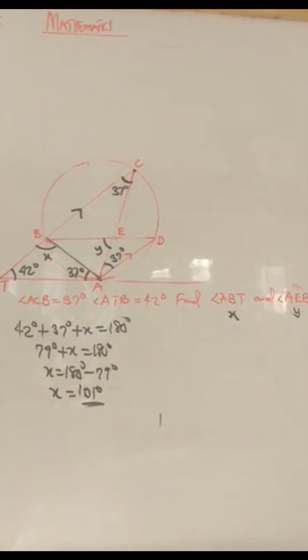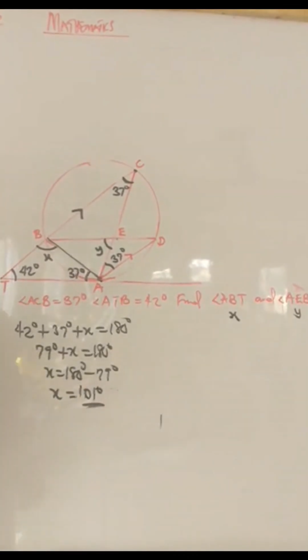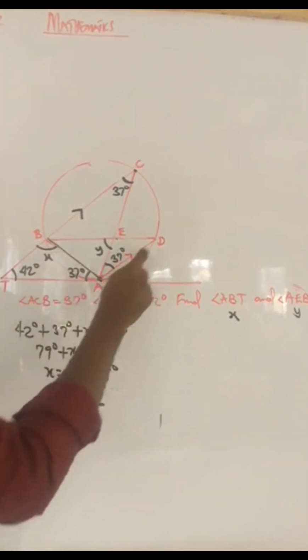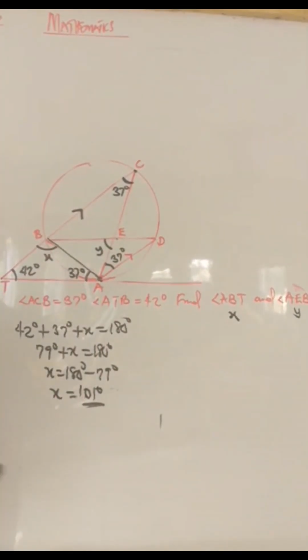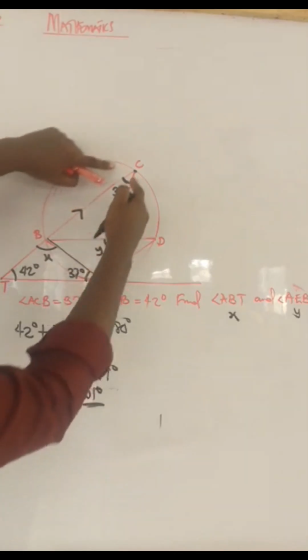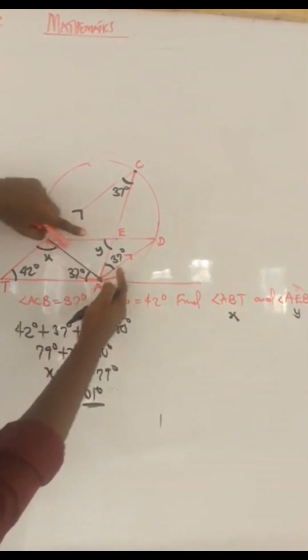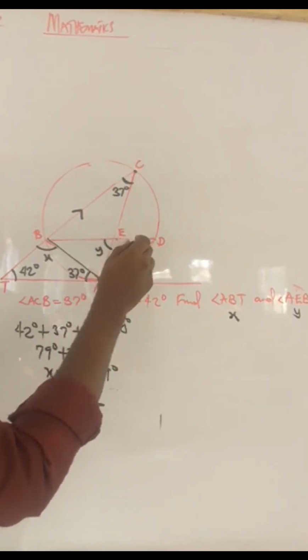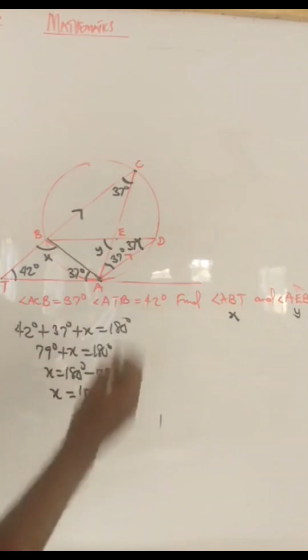The next is for us to get the value of Y. Now, this Y belongs to this triangle. But before that, when you check this AB, it is a chord, and this is the segment. So this segment forms this angle 37. This same segment forms this angle D. So if this angle is 37, this angle here is also 37. Why? They are angles in the same segment.